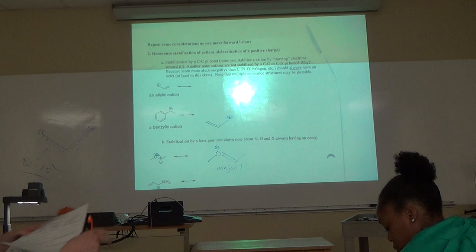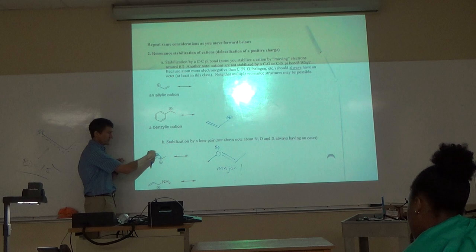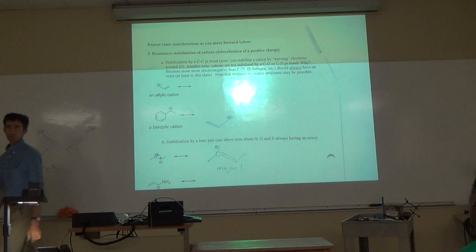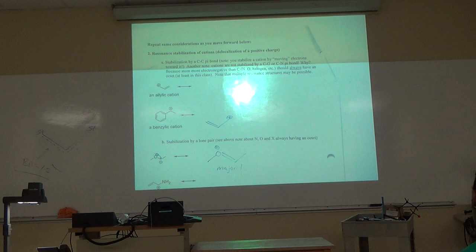We'll pick up here. Hybridization of oxygen. Pi system. How many p orbitals? Pi electrons. So the structural considerations.